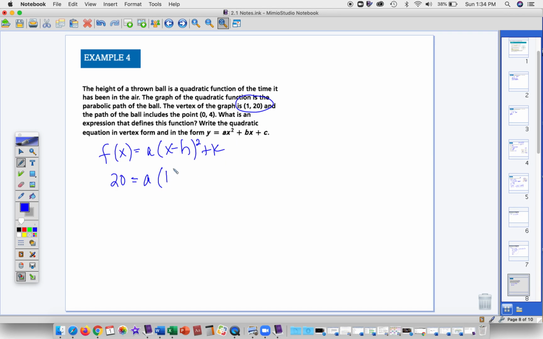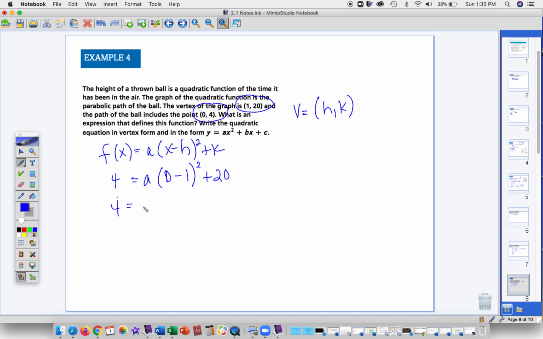X is 1. And then, oops, I'm sorry, that's our h, k. They give us the point 0, 4. So y is 4, x is 0, h is 1, and k is 20. Okay, so again, the vertex, let me just clear that up, is always h comma k. The given point is always x comma y.